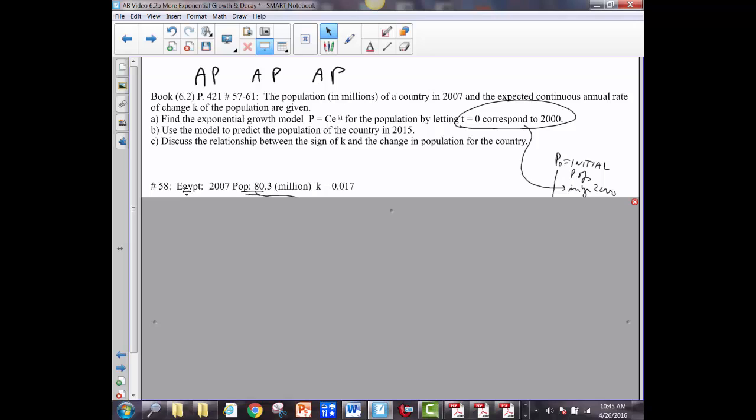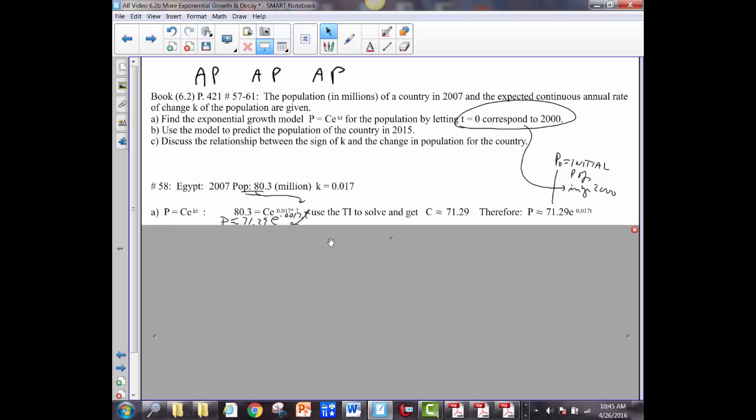So in number 48, they give you Egypt. They tell you that the 2007 population was 80.3 million. They just write 80.3 because they told you it was in millions. And they actually give you the value of k here, okay? So we're going to use their version. You and I would write y equals y0 times e to the kt, but they're using P for population, and I don't know where they get C.